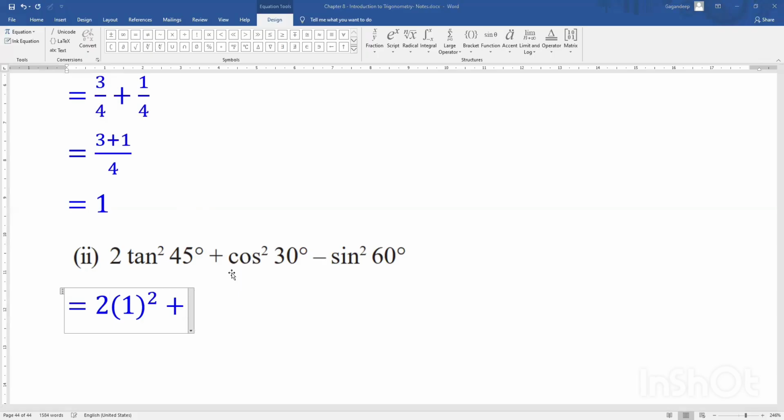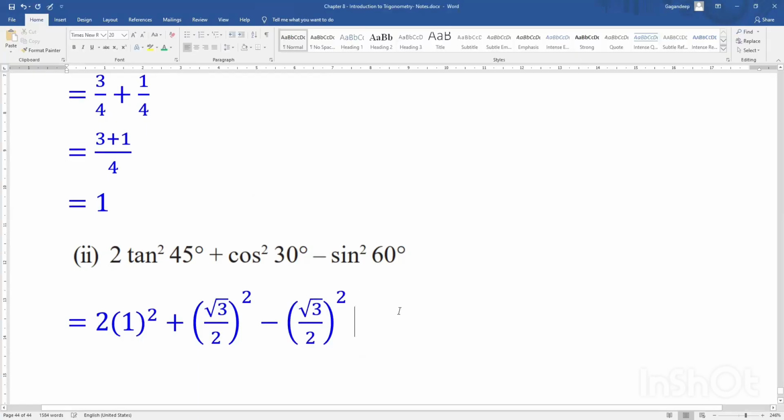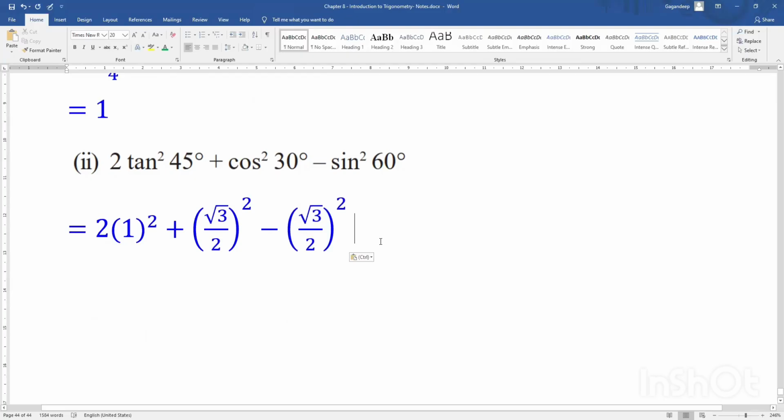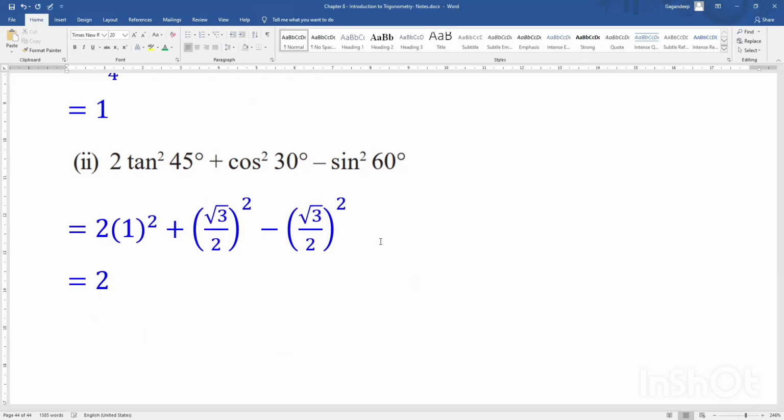Then cos 30 is nothing but root 3 by 2. When I say cos square 30, you should write root 3 by 2 the whole square, minus. What is sin 60? Sin 60 again is root 3 by 2, the whole square. Now, no need to expand or anything. You can just strike off root 3 by 2 the whole square and root 3 by 2 the whole square. Both of them get cancelled. So it will be equal to 2. The final answer will be 2.